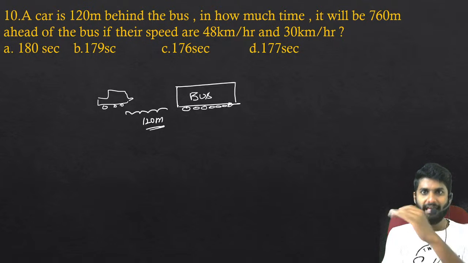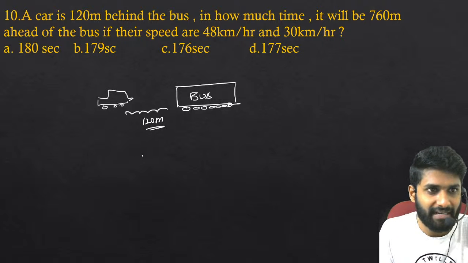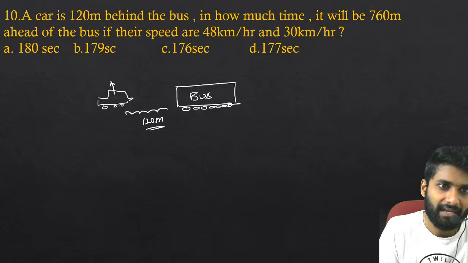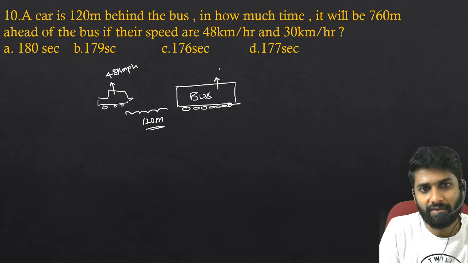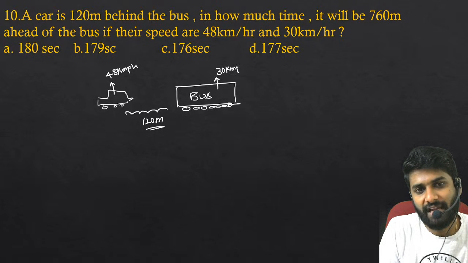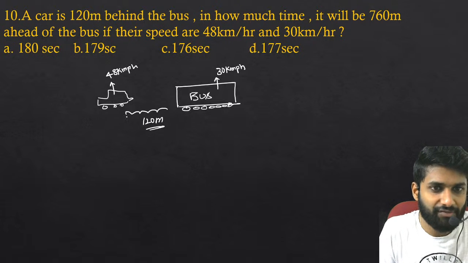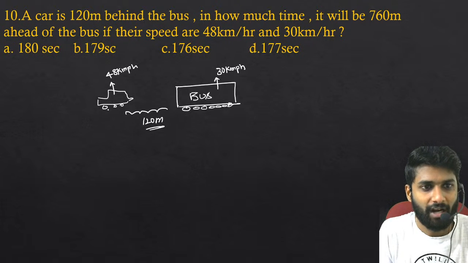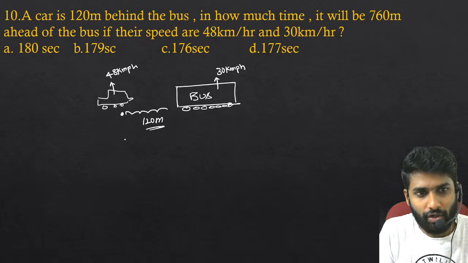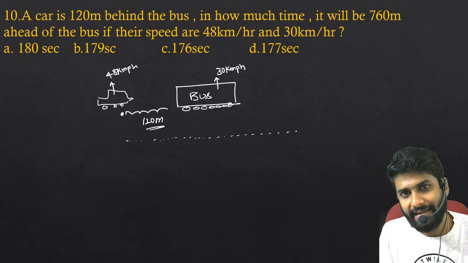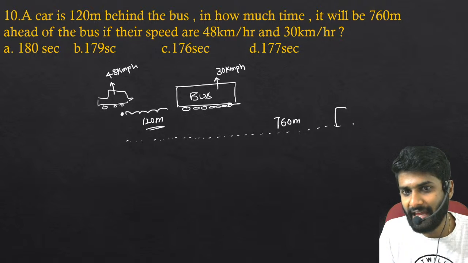In how much time will it be 760 meters ahead of the bus if their speeds are 48 kilometer per hour? See, here the car speed is equal to 48 kilometer per hour. Now the bus speed is equal to 30 kilometer per hour. If you see the entire scenario, the car speed is greater than the bus speed, which means the car definitely overtakes it in a certain time. From this point, traveling at 48 kilometer per hour, it reaches 760 meters ahead of the bus.